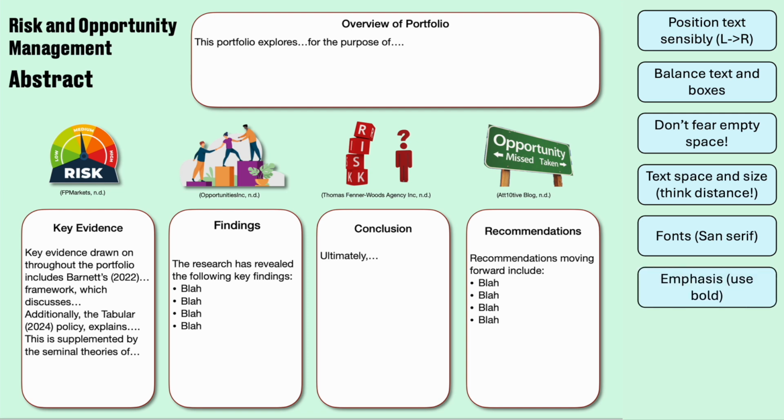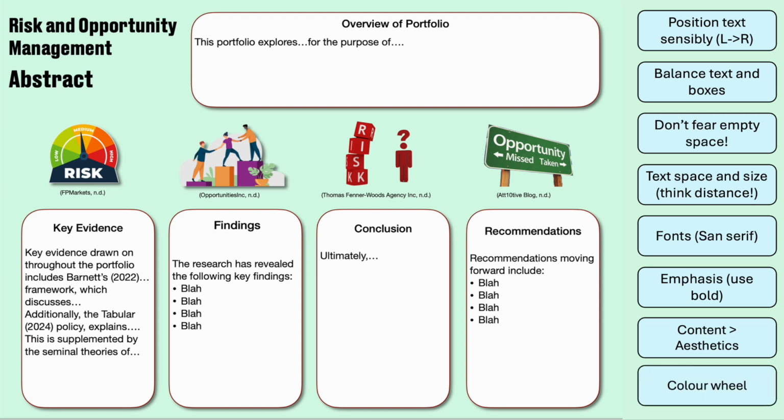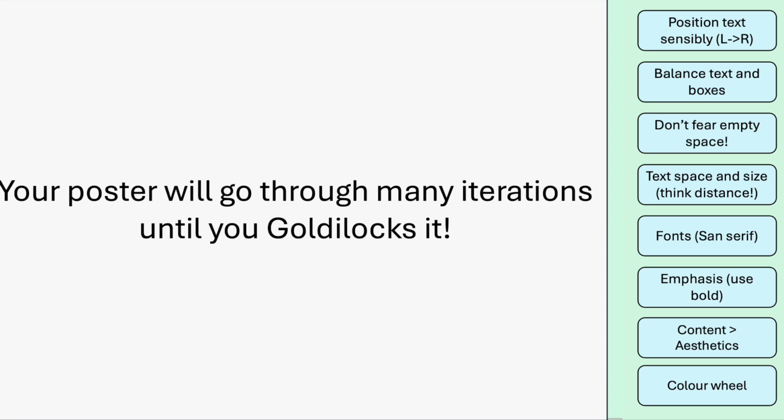Think about how you might emphasise words. Could it be better to use bold as opposed to underline or italics, which might be lost when read from a distance? Think about the content and then move to the aesthetics. You are marked more on content than aesthetics. And lastly, think about the colour wheel. Try not to go with clashing colours, but complementary colours. Your poster will go through many iterations until you get it just right, just like Goldilocks.